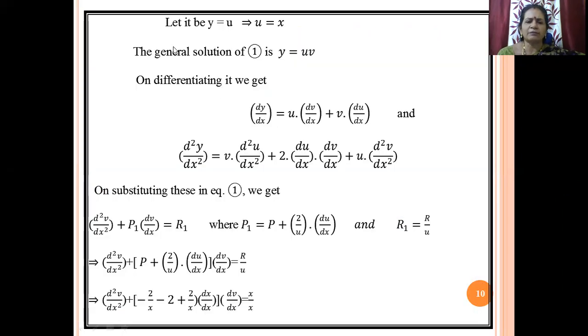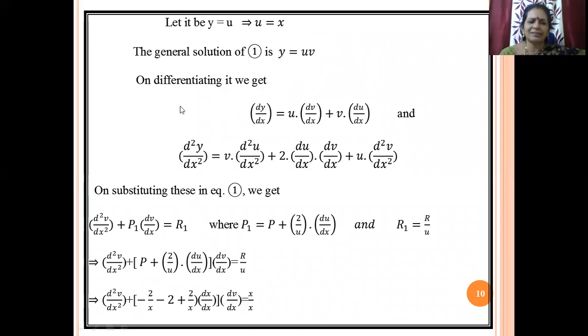Now let y is equal to x be the complementary function. What is the next step? We have already given the working rule, no? The second step is to let y is equal to u v, and in this take u as x. Therefore the general solution of equation 1 is y is equal to u v. This is always the general solution of the given equation.